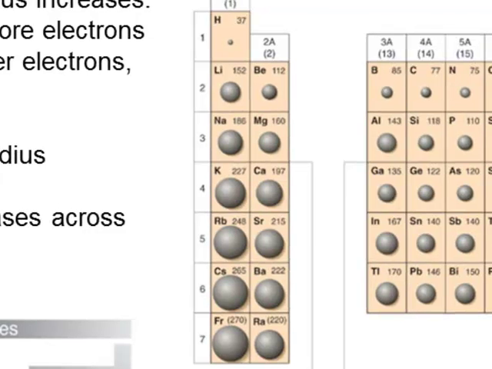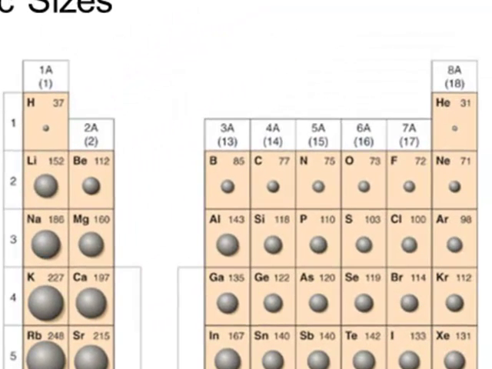If I go from lithium across over to neon, I get a smaller radius, smaller atomic size. Why? Well, all of those have the same noble gas core configuration, right? They all have helium as the noble gas core configuration, which means all of those have 2 inner electrons.